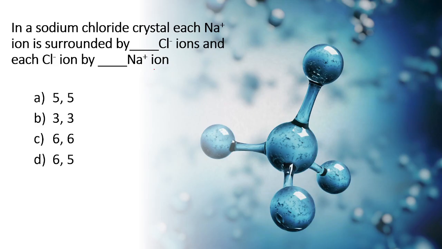Next, in a sodium chloride crystal, each sodium ion is surrounded by dash chloride ions, and each chloride ion by dash sodium ions. So you should know the structure and the concepts very well. If you want to understand the chapter, you can search, or I will give you the video in the I button where I have explained all of these. So the answer here is 6, 6. Each sodium ion is surrounded by 6 chloride ions, and each chloride ion is surrounded by 6 sodium ions.